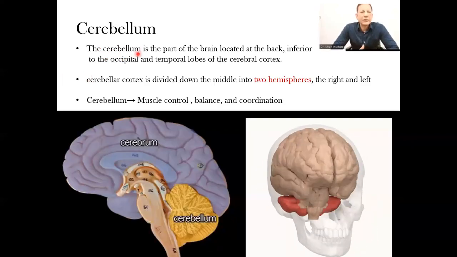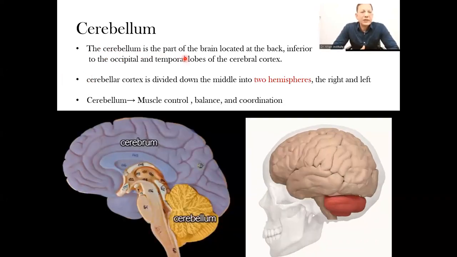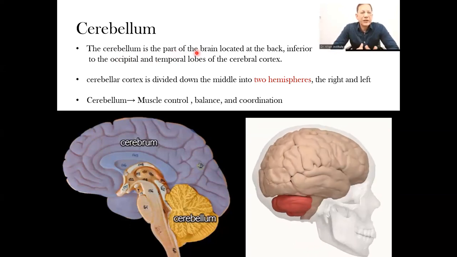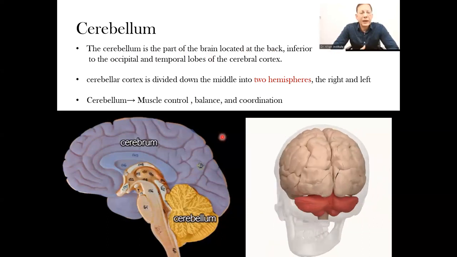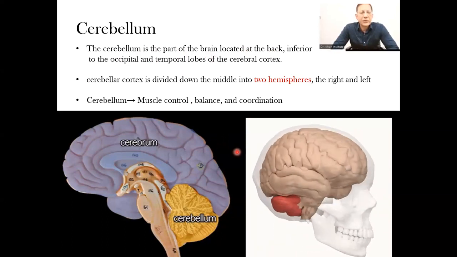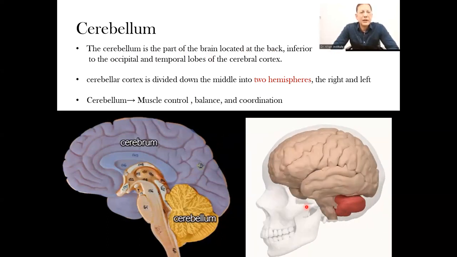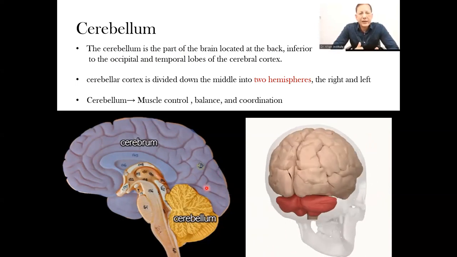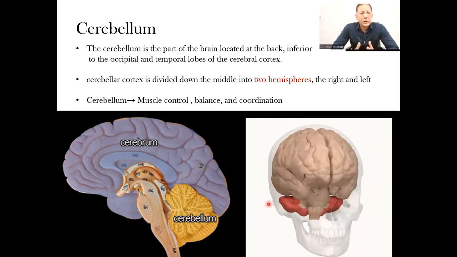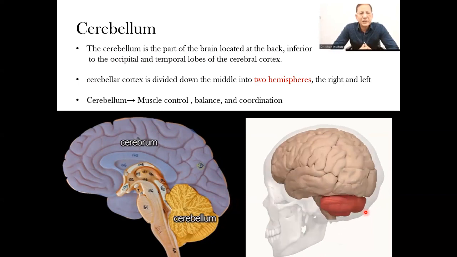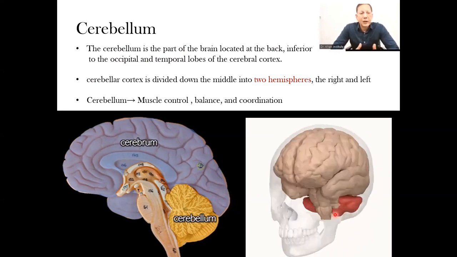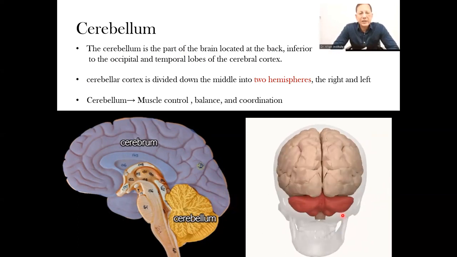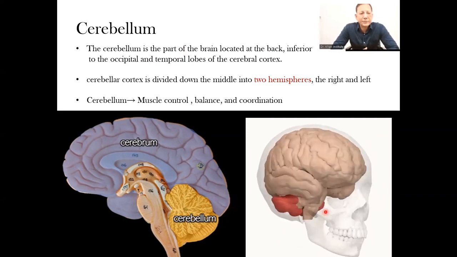Cerebellum. The cerebellum is the part of the brain located at the back, inferior to the occipital lobe and parietal lobe. It is divided into two cerebellar hemispheres. Functions of the cerebellum are muscle control, balance, and coordination.